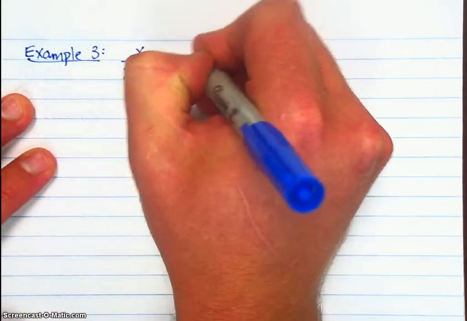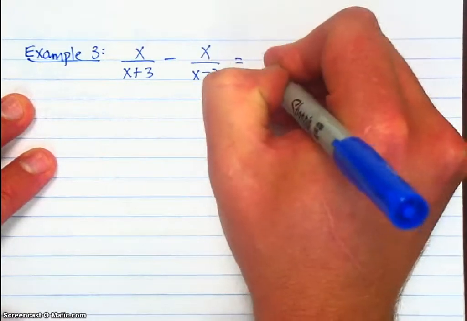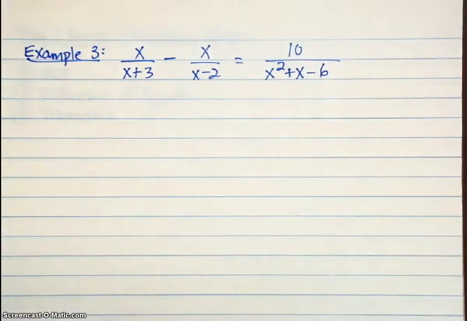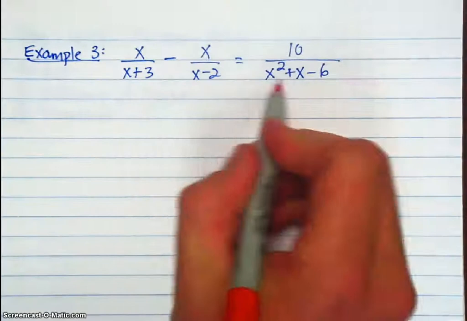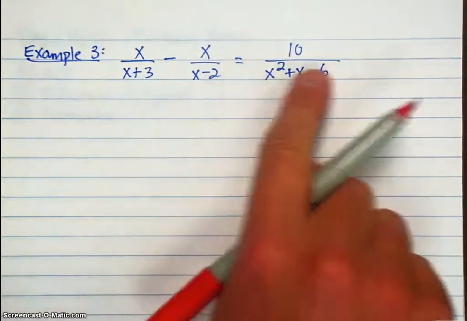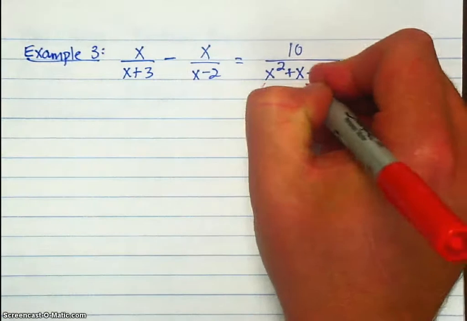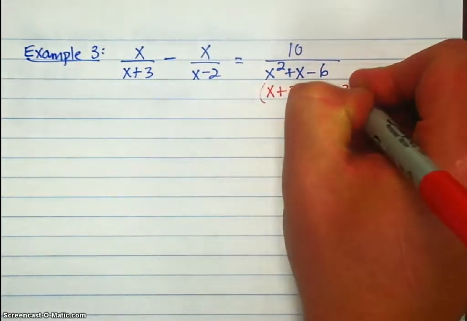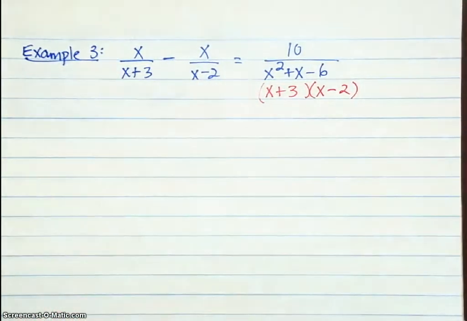x over x plus 3, again we're solving this, minus x over x minus 2 equals 10 over x squared plus x minus 6. Now, before we solve this one, we need to factor this denominator over here, because you can see all three denominators are different, but we need to see if we can factor this one, and maybe that'll help us in the process here. So we're going to factor this, and that factors into x plus 3 and x minus 2. And that worked out nice because over here I have an x plus 3 and an x minus 2.